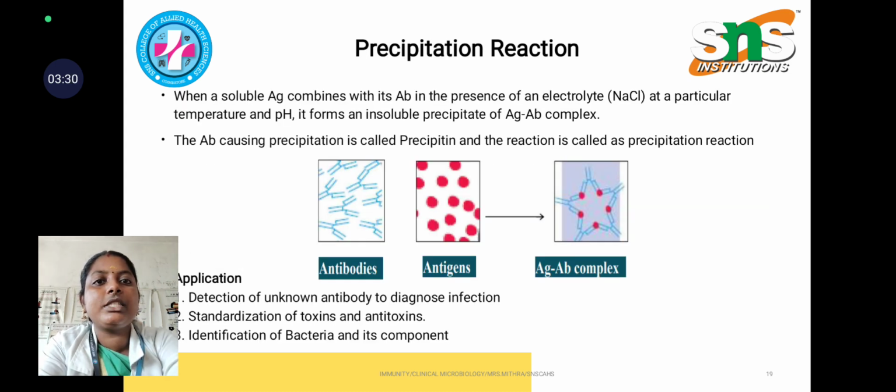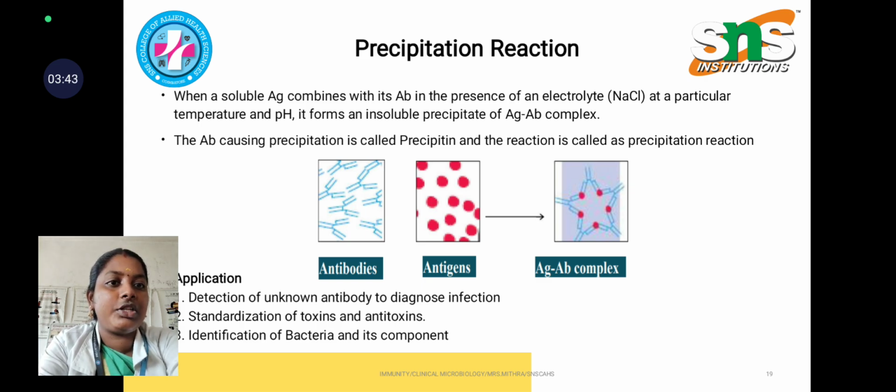Coming to the precipitation reaction. When a soluble antigen combines with antibody in the presence of electrolyte at a particular temperature and pH, it forms an insoluble precipitate of the antigen-antibody complex. This insoluble complex is called a precipitate, and the reaction is called a precipitation reaction, and the antibody causing the precipitation is called precipitin.